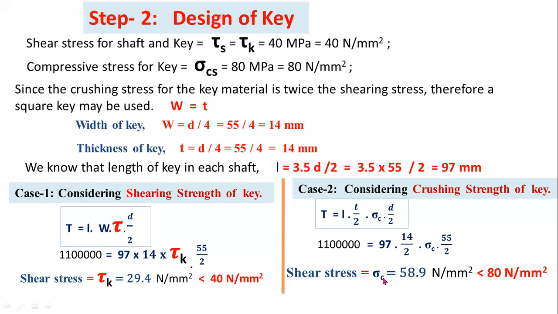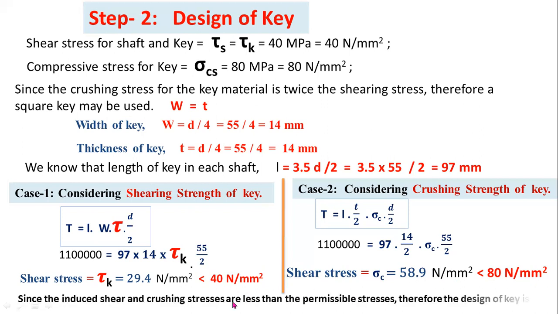58.9 Newton per mm square is the induced crushing stress in the key material, but the given permissible stress is 80 megapascal. This induced crushing stress is less than the given permissible stress, so the design of the key on the basis of crushing strength is also safe. Since the induced shear stress and crushing stress are less than the permissible stresses, the design of the key is safe.